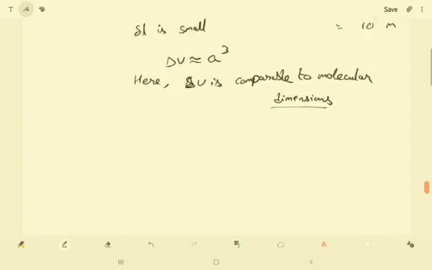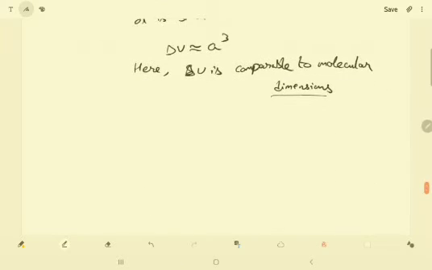Suppose delta V is comparably equal to A cube, where delta V is the volume, then delta L equals A. That means we are actually finding the volume and everything else for only a single particle, a point mass particle, which is impossible.